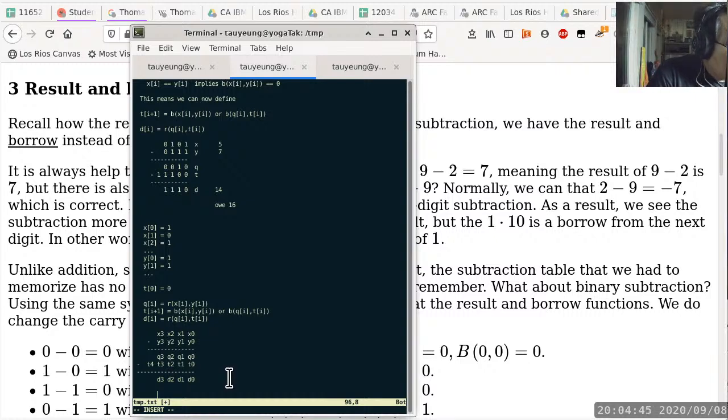Okay, so we got a question here. Just to clarify, di in this case refers to digit i of the difference, which is the result of a subtraction. The actual overall result of a subtraction. So d is representing difference in this case. We are not doing any binary conversion at all.